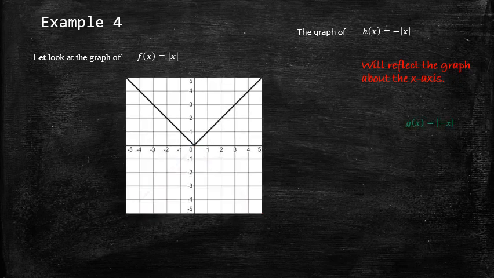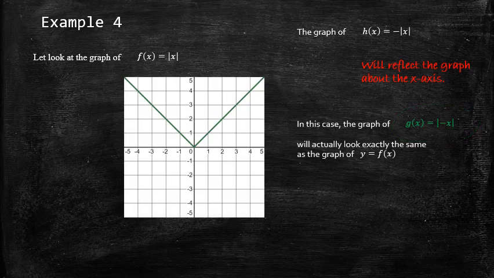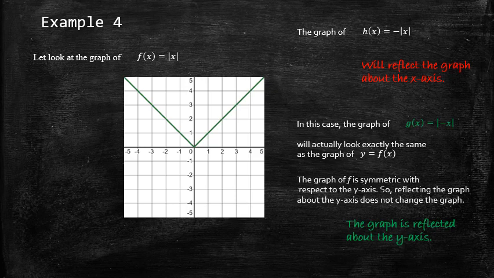What if the negative is with the x? In this case, since we're taking the absolute value of negative x, the graph will actually stay exactly the same. Our graph was reflected about the y-axis. However, the original graph was symmetric with respect to the y-axis, so reflecting it about the y-axis did not change the shape of the graph at all.